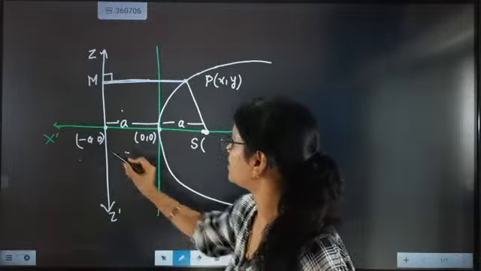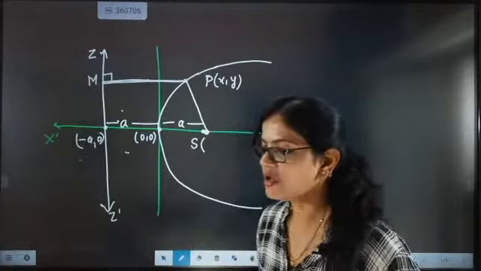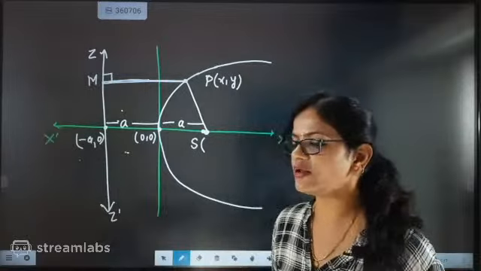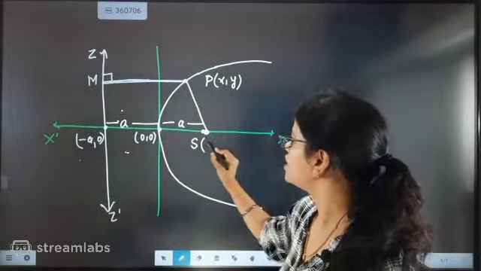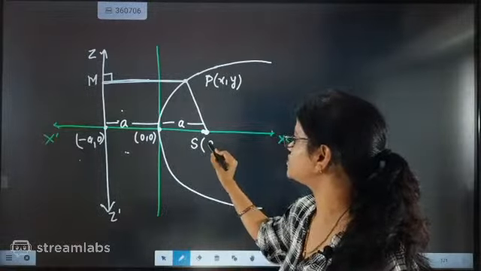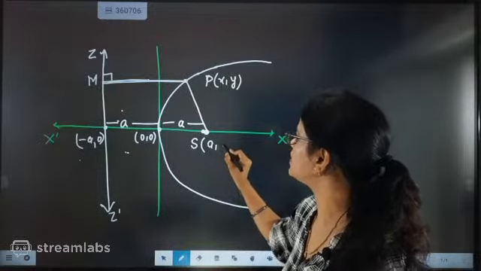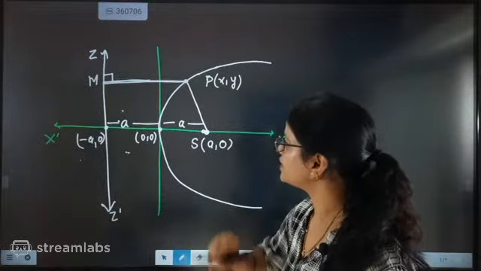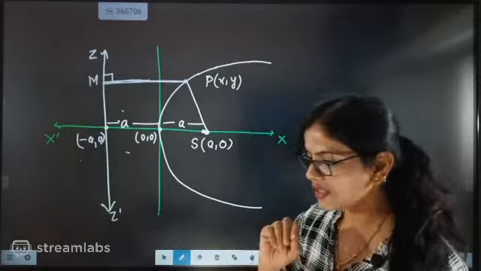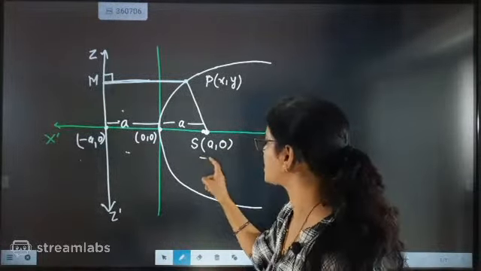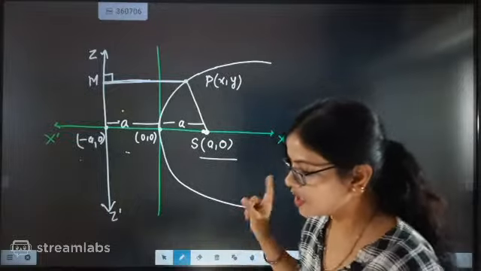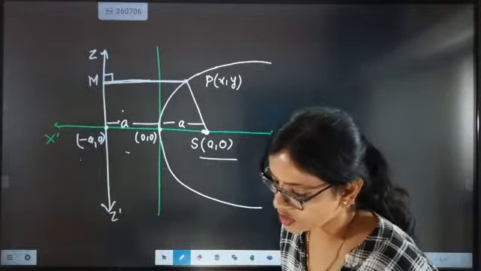Till here I hope everybody understood. This point is coming as minus A comma 0. Quickly tell me, till here you have understood or not? If this part is coming as A, then this point is going to be taken as A and this point will be taken as 0. S is exactly going to be the focus point.